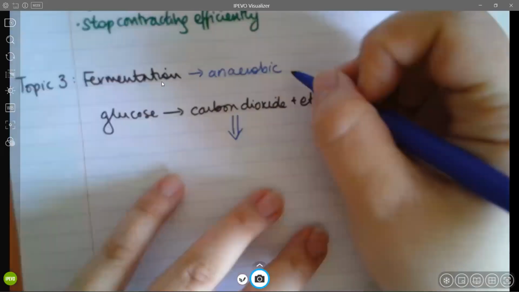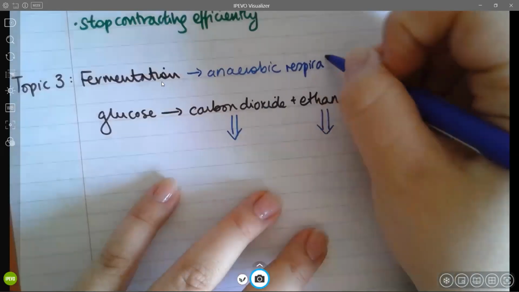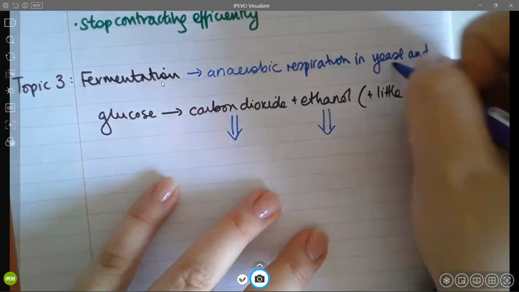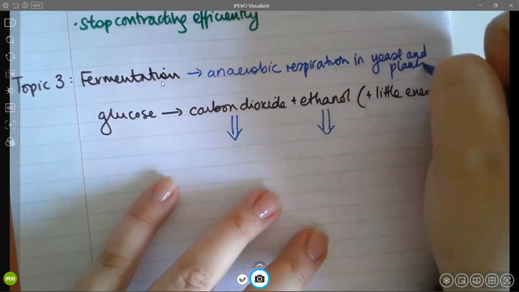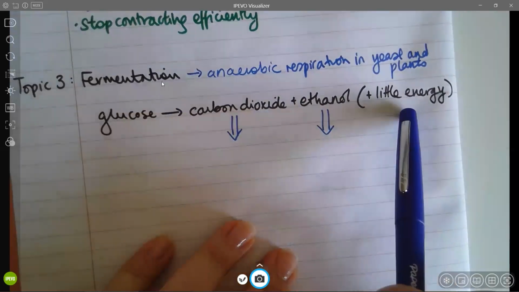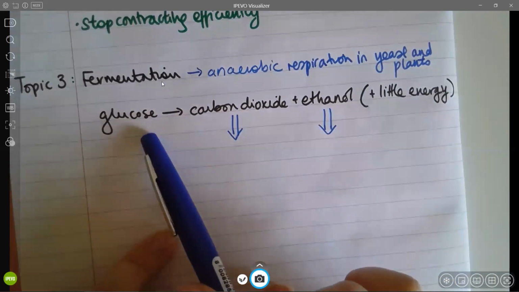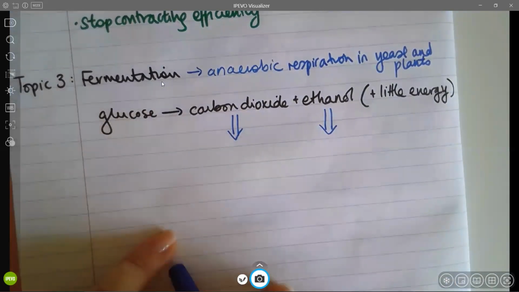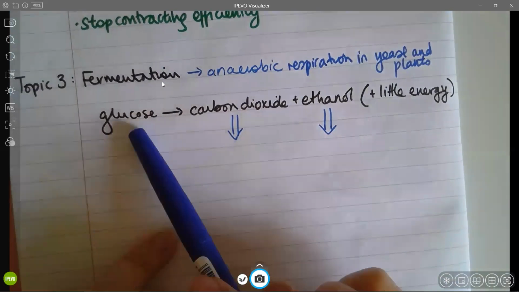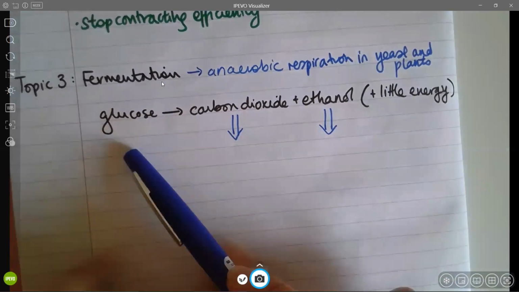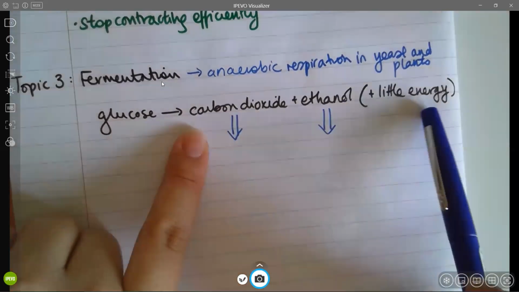Okay, so let's write it on here now. So fermentation, as I said, is anaerobic respiration in what? Good. In yeast and some plants. And here is our equation, our word equation. Remember, there's only one reactant. Think to yourself, why is there only one reactant? Well, it's because there's no oxygen. Anaerobic respiration does not have oxygen as a reactant. Apologies, not product, reactant. So glucose changes into carbon dioxide plus ethanol and little energy.